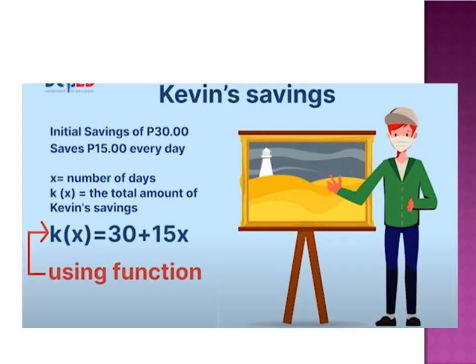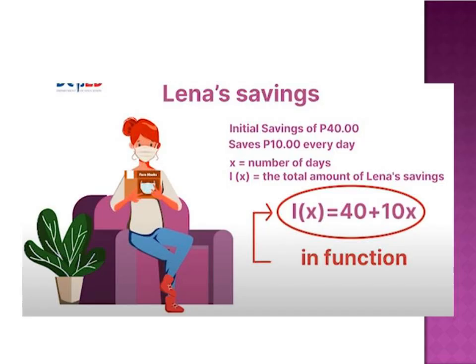Let us now have the function that will represent Lena's savings. She initially saves 40 pesos, so that will be added by the savings she makes in x number of days. And that is 10, the amount she saves a day, times x, the number of days she saves. Now, Lena's savings in function can be represented by L of x equals 40 plus 10 times x.